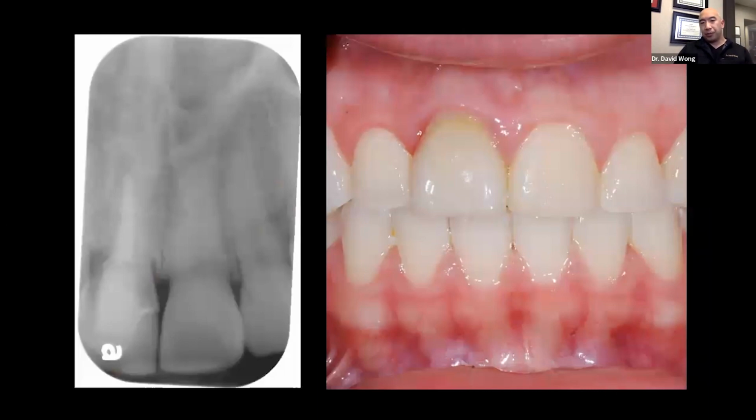What about this tooth? This tooth has 1 to 2 millimeters of gingival recession already. It's also a hopeless tooth. There's bone loss on the distal aspect. Once again, how do we approach these types of cases? How do we evaluate the aesthetics and determine how difficult of a case this is?